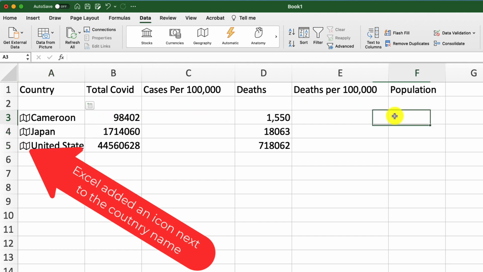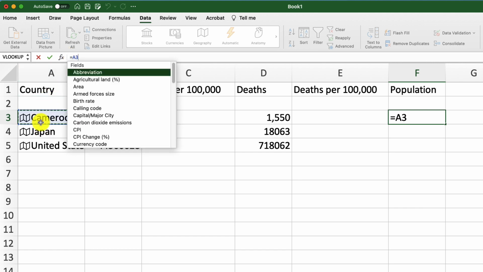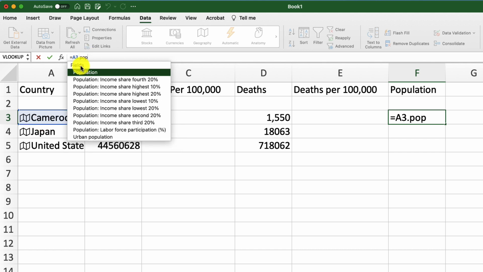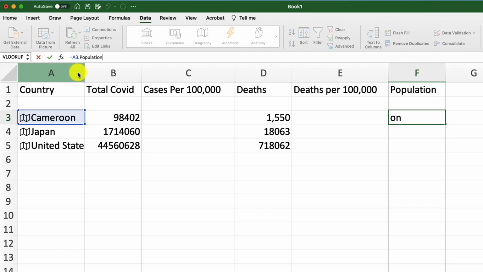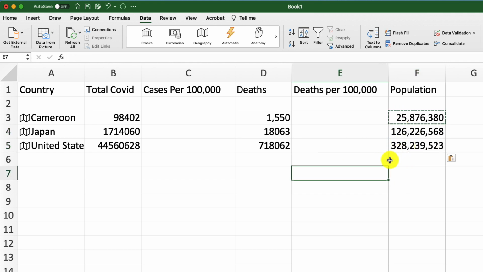And now I want Excel to tell me the population. So here I can make my own function by typing equal and cell number 1 and dot population. And here it has given me the population of Cameroon. And if I copy this and paste, I now have the population for the United States and for Japan.